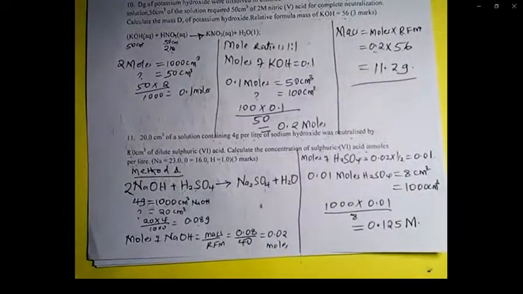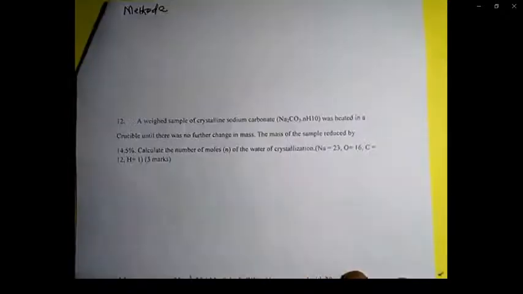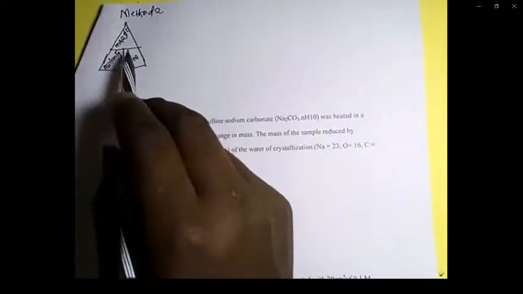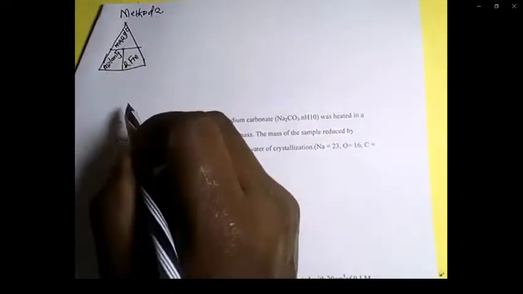Let us go to method 2 and see. Method 2, let us use this triangle here. Molarity, RFM, mass in grams per liter. Now we have the mass in grams per liter. 4 grams was dissolved to form a liter. Now we can calculate the molarity of sodium hydroxide used.